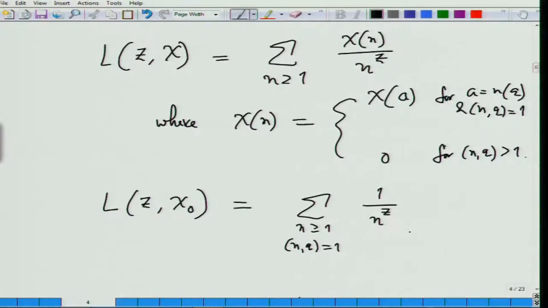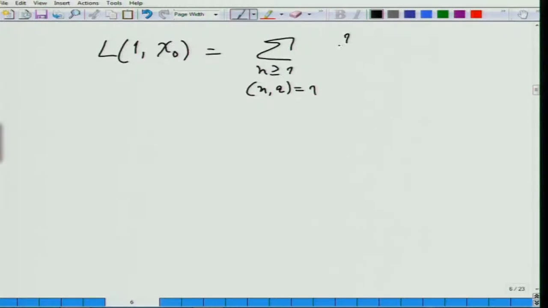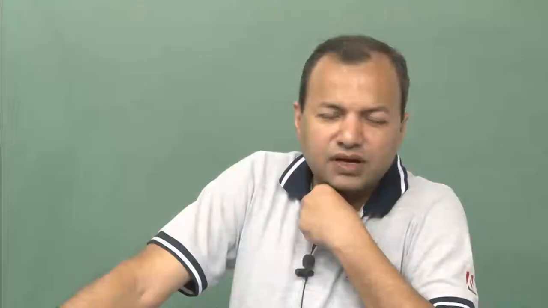So you just put z equals 1 in this sum. So this is like a harmonic series, but some pieces are missing. So what are the pieces which are missing? The pieces which are missing are for all n's for which gcd of n and q is greater than 1. Now, does that make any significant difference in the sum? That is a question.